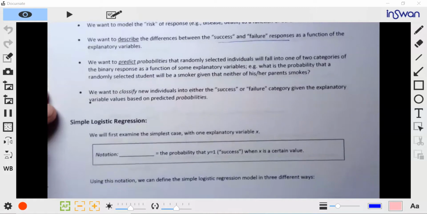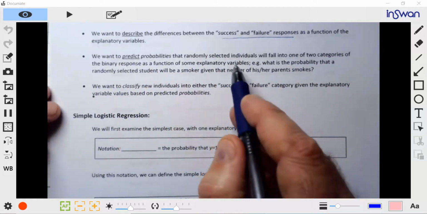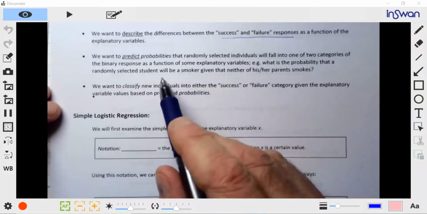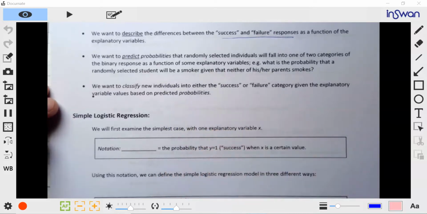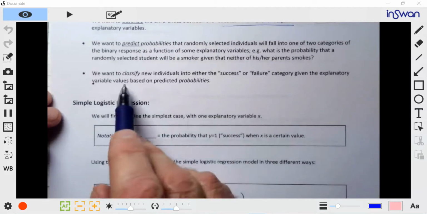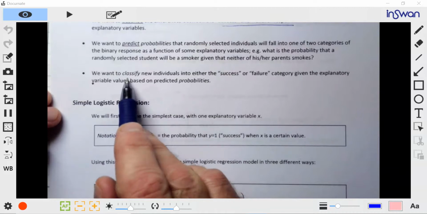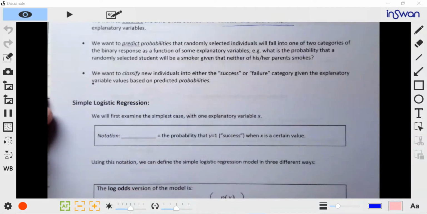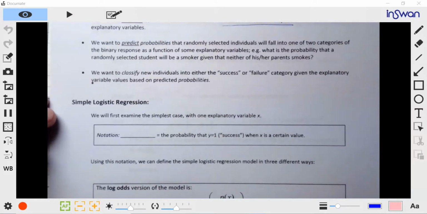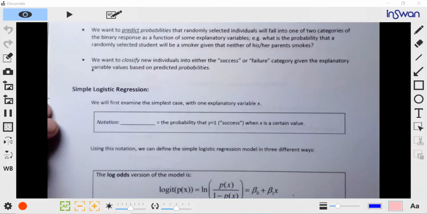Sometimes we want to predict probabilities that a randomly selected individual will fall into one of two categories of the binary response as a function of some explanatory variables. And sometimes we want to classify new individuals. So this is another form of prediction. We want to classify new individuals into either a success or failure given the explanatory variables. So those are some uses of logistic regression.